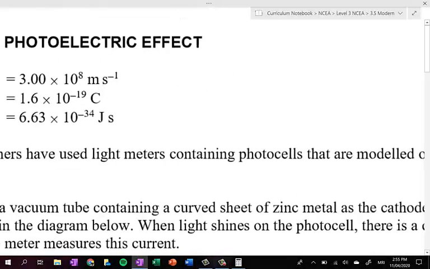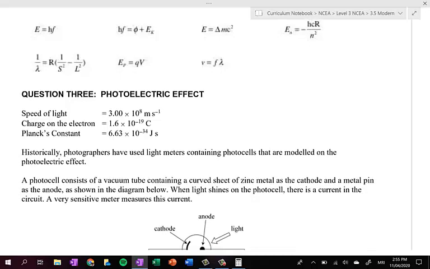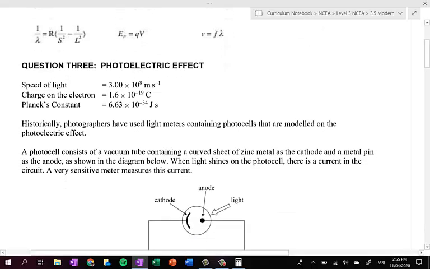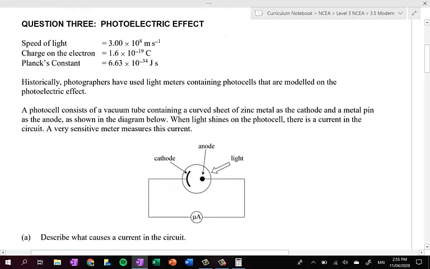Alright, in this video I'm going to be going over the photoelectric effect question from the 2007 NZQA paper. So in this question we are given some data, and then we're told historically photographers have used light meters containing photocells that are modeled on the photoelectric effect. A photocell consists of a vacuum tube containing a curved sheet of zinc metal as the cathode and a metal pin as the anode, as shown in the diagram below.